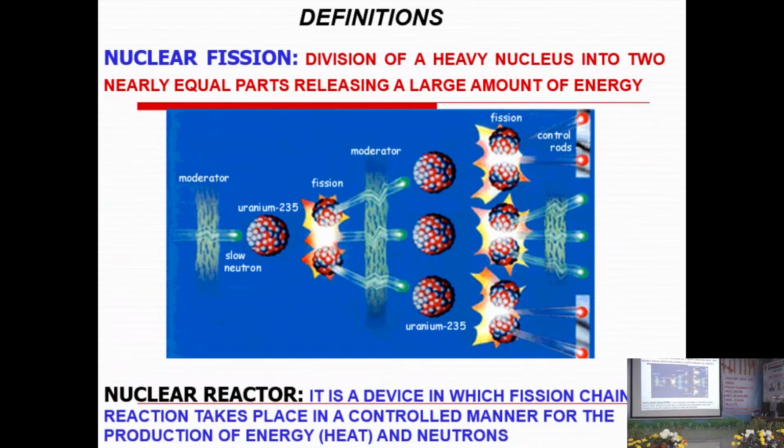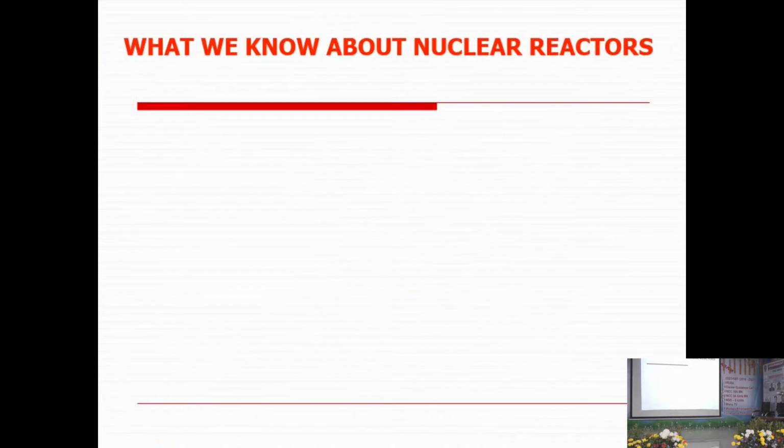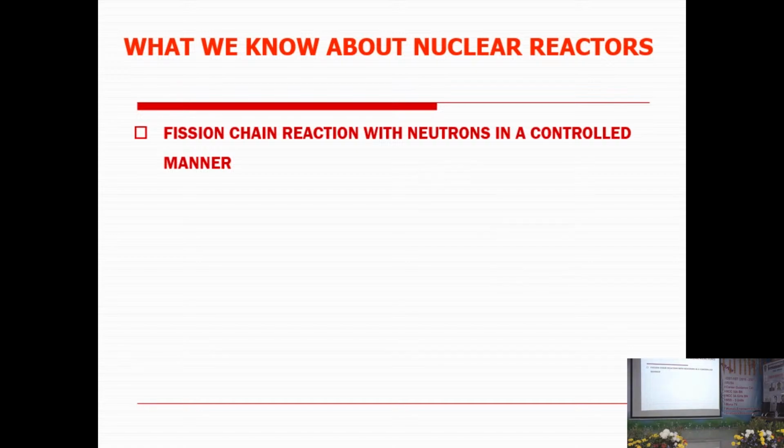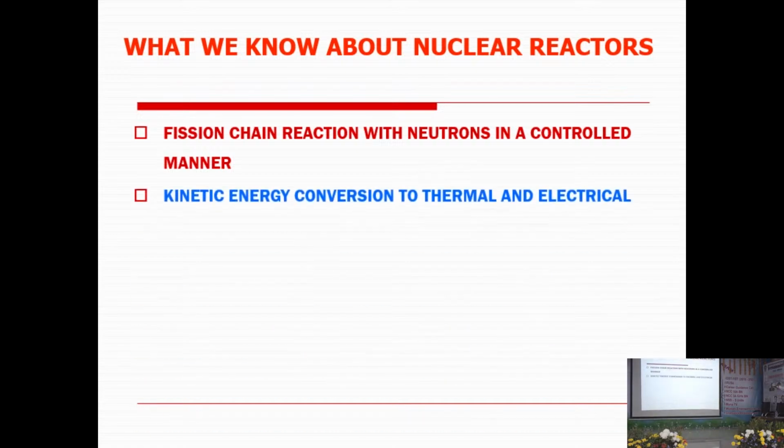The nuclear reactor is a device in which the fission chain reaction takes place in a controlled manner for the production of energy, heat and neutrons. The energy we actually get is in the form of kinetic energy of fission fragments. This kinetic energy has to be converted into thermal energy, and then into electrical energy. Then it is also a strong source of neutrons, because each fission gives 2 to 3 neutrons and only one is required for chain continuation, so the other neutrons are available. It will create a strong source of neutrons.